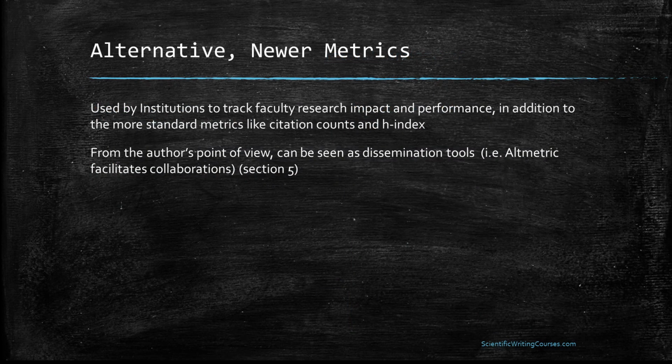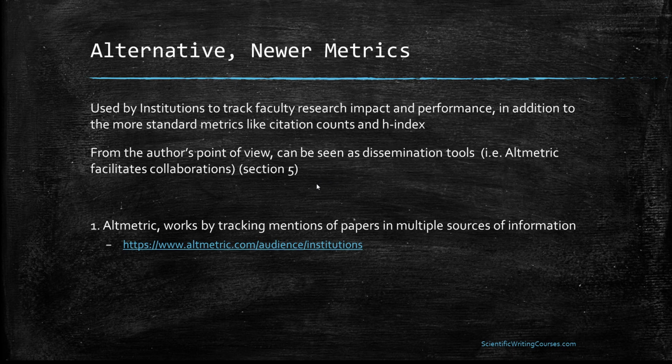Now there are newer alternative metrics that are not related to the H-index, and these newer metrics are used by institutions to track faculty research performance, in addition to the more standard metrics like the citation counts and the H-index. Now, from the author's point of view, some of these newer metrics can be used as dissemination tools, for example, Altmetric, and I will mention this in section 5. So Altmetric is one of them.